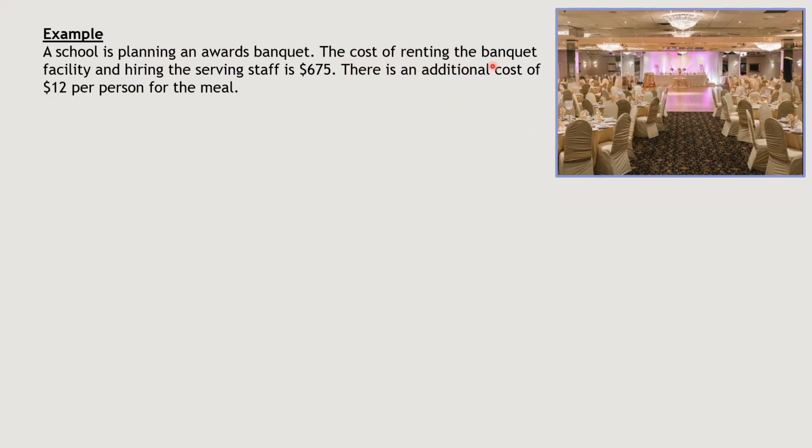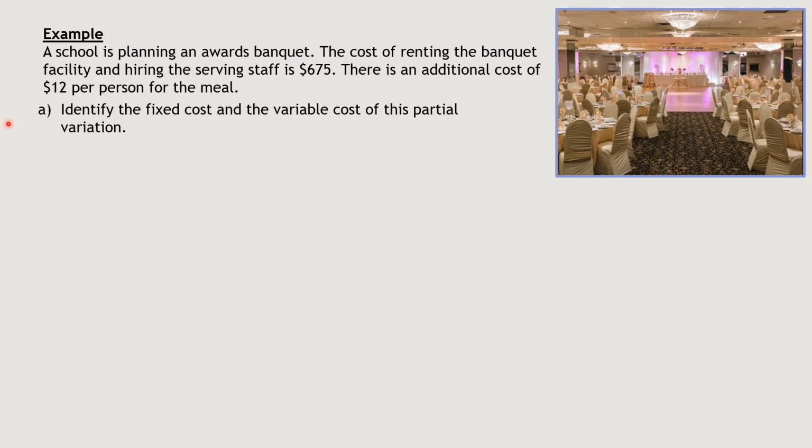The cost of renting the banquet facility and hiring the staff is $675. So the building itself and the people to work there the night that you're having the banquet is $675. That's a flat rate, okay, $675. But there's an additional cost of the food, $12 per person for the meal. So you're not just paying $675, you're now also paying for the food on top of that. So this number is changing based on how many people are coming.